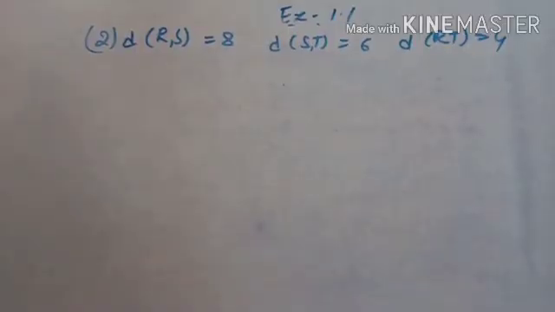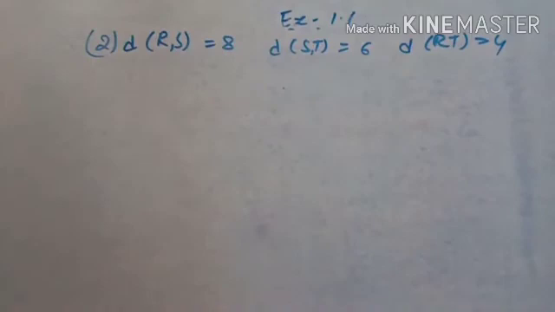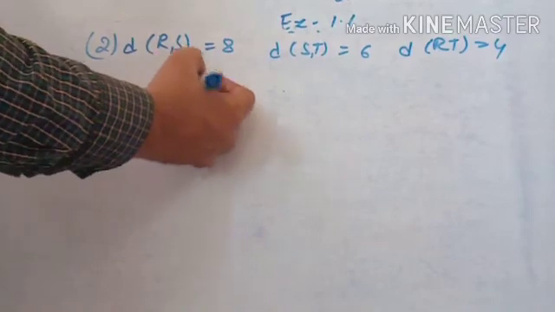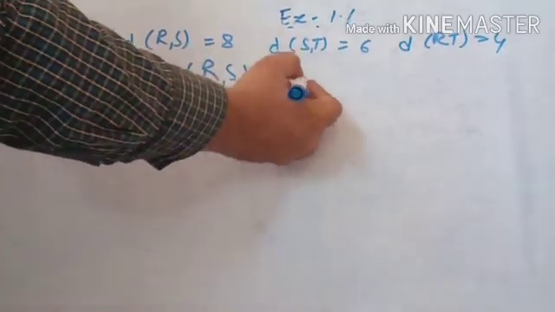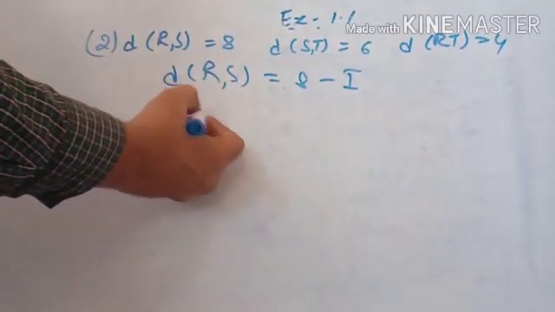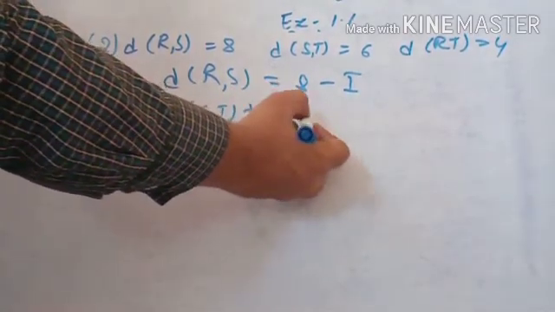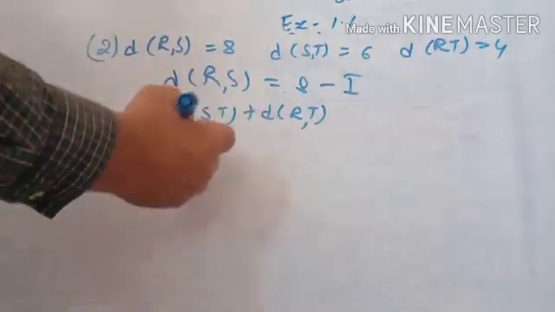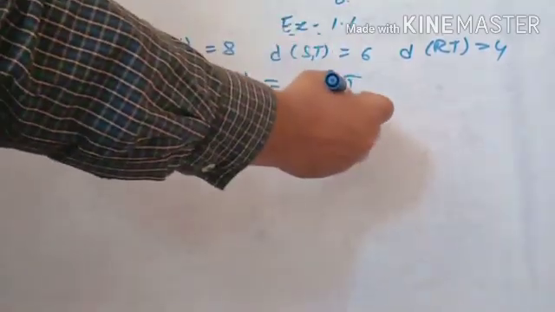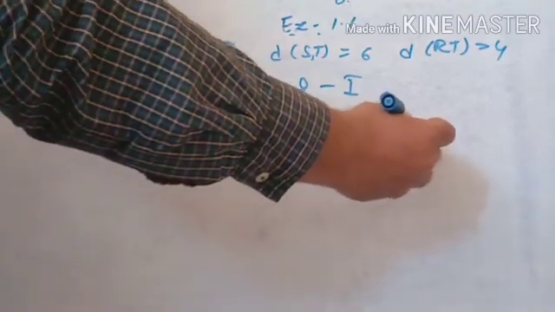Yes, under question number 3, sub question 2 is what? Distance RS is equal to 8, distance ST is equal to 6, and distance RT is equal to 4. Therefore, distance RS is the maximum. So distance RS is equal to 8, that is number 1. And after that, what is left? Distance ST plus distance RT is equal to, what's the value of ST? 6 plus 4, 10. That is second.